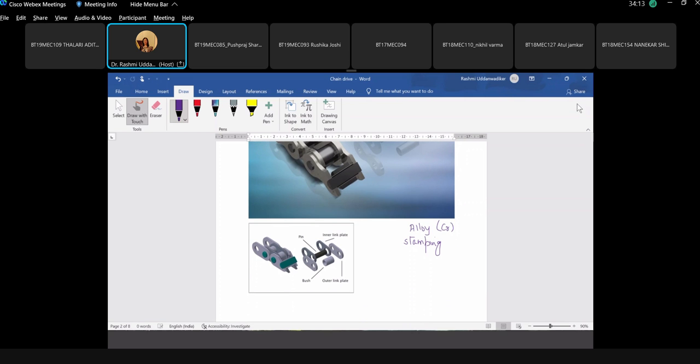Okay, so Vedant is there. Mic is not working. Okay. Siddharth is absent.